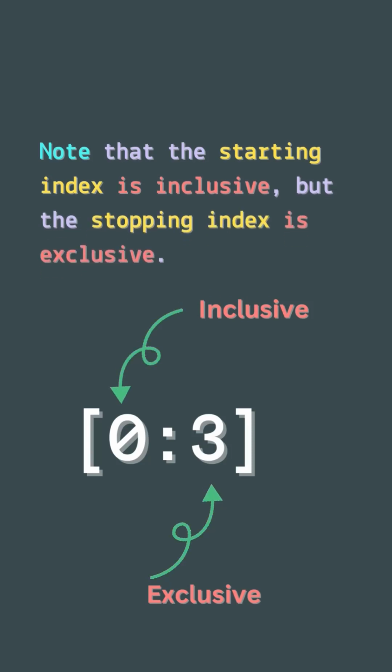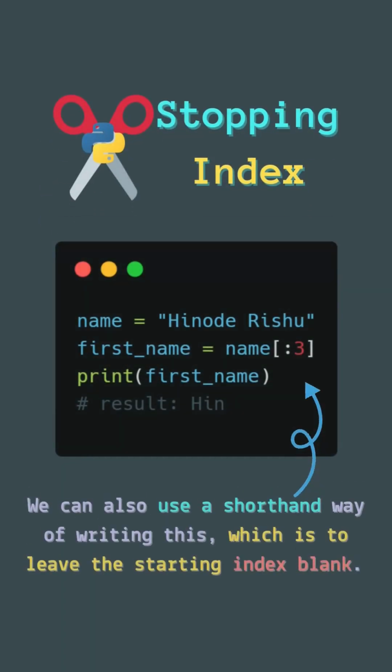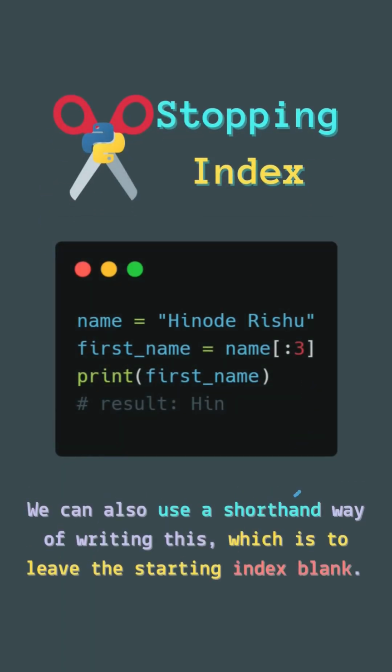Note that the starting index is inclusive, but the stopping index is exclusive. We can also use a shorthand way of writing this, which is to leave the starting index blank. Python will assume that this is 0, so we can write name[:3] instead.